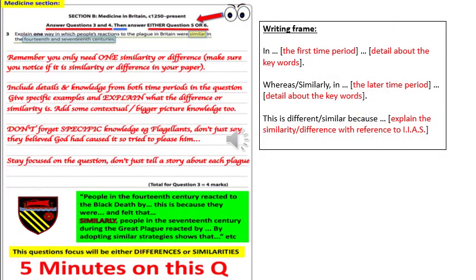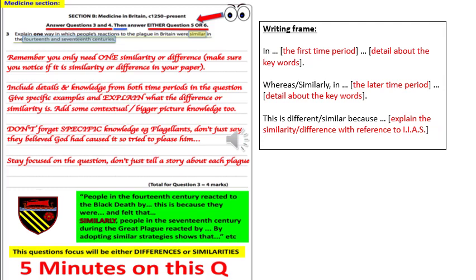And then we're into the main bit, the main part of the exam, the bit that's all about medieval medicine right up to modern day medicine. Okay? And the first one here is a 4-mark question. Explain one way in which something was similar or different to something later on. Okay, so explain one way in which people's reactions to the plague in Britain were similar in the 14th and 17th centuries. Okay, you might be asked about difference. You might be asked about similarity. Where you're asked about difference, make sure you use whereas to explain difference. If you're asked about similarity, you can use similarly.